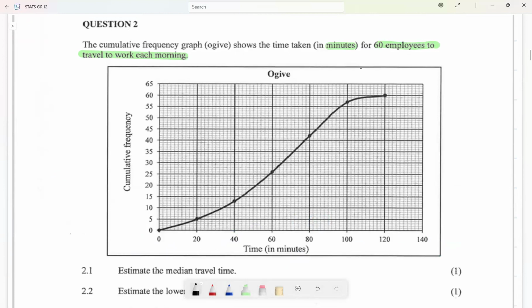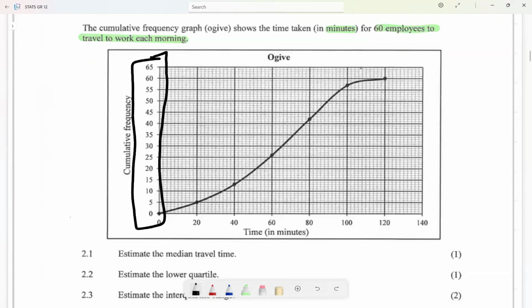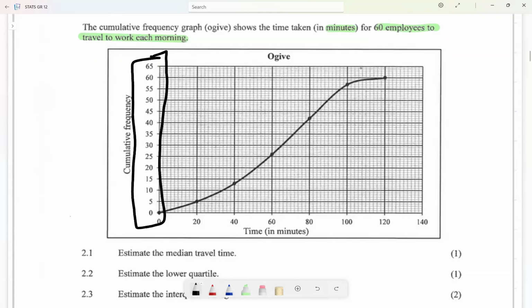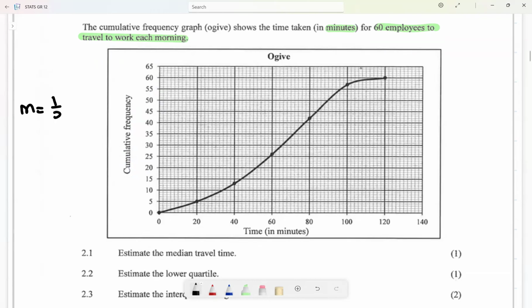What you need to do is use this cumulative frequency to find the position of the median. So for me to find the position of the median, I'm going to say the median is going to be half n. This is the position of the median.